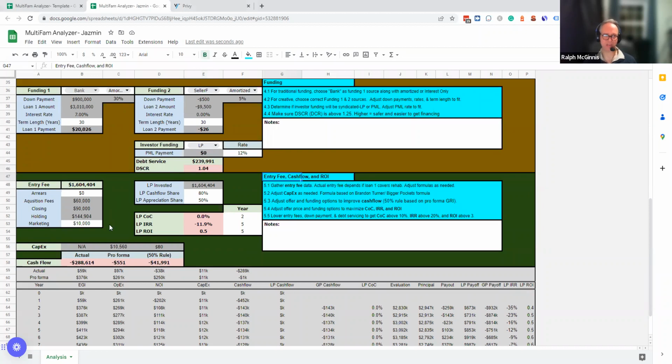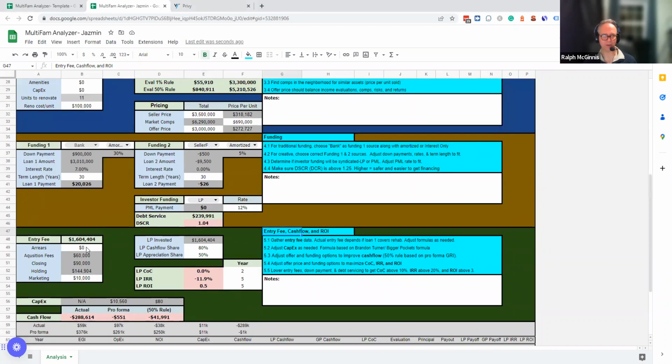The entry fee represents what your investor funding has to come up with, whether it be a silent money partner, PML, or a JV or an LP, I mean. So whatever type of investor funding you have, this is the money you've got to come up with after your bank and creative financing are done. 1.6 million. And that's going to depend a lot on, let me move this back to none.